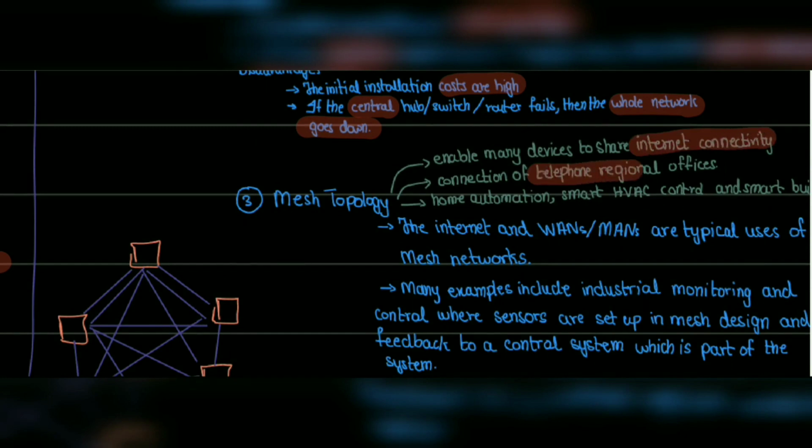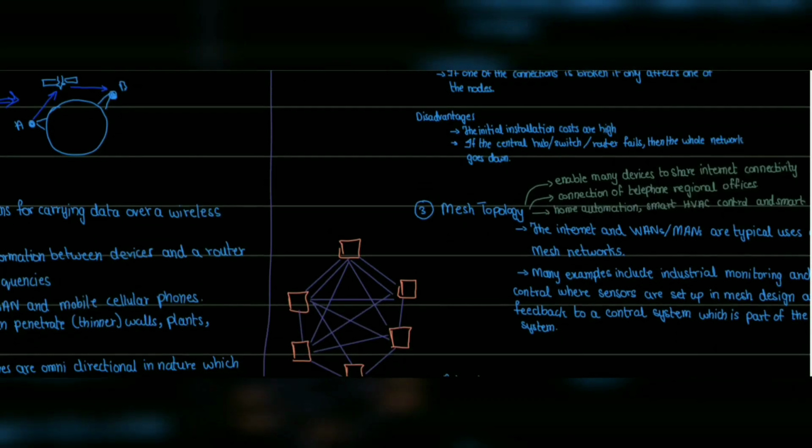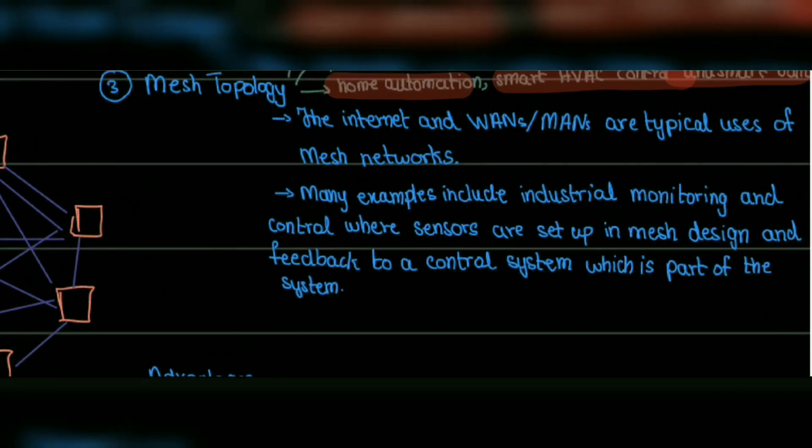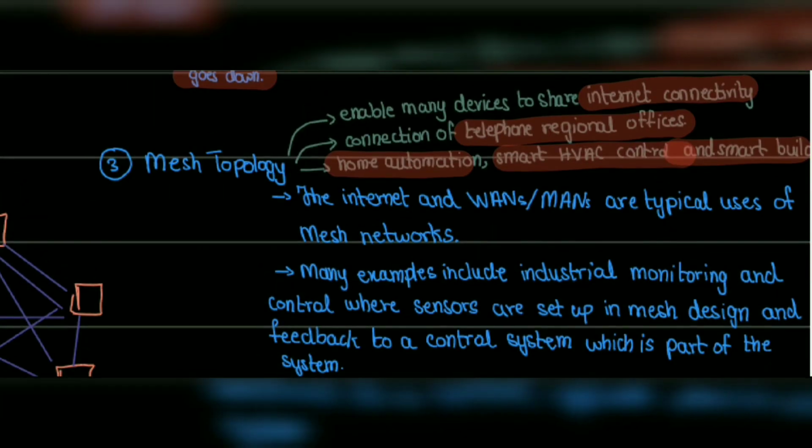Connection of telephone regional offices, home automation, smart HVAC control, and smart buildings. So you can understand that this type of topology is used when many devices try to share the internet connectivity, and when there is a telephone regional office, this is where this topology is definitely being used. This way it's very helpful. The internet and WAN and MAN are typical uses of mesh topology.